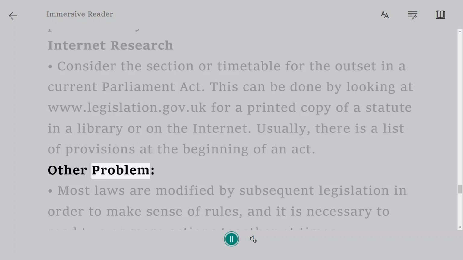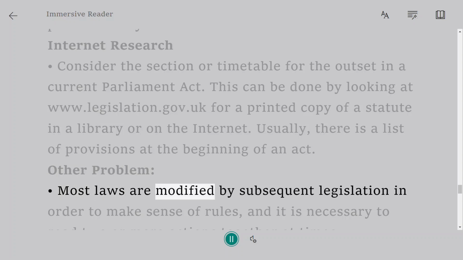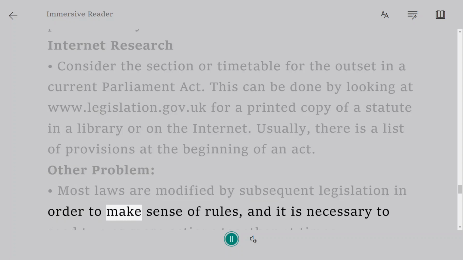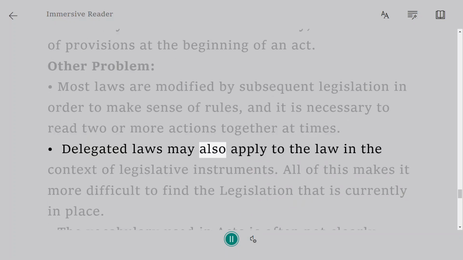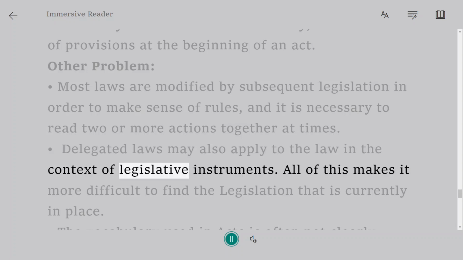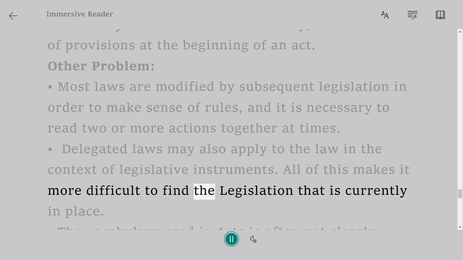Other problem. Most laws are modified by subsequent legislation, and in order to make sense of the rules, it is necessary to read 2 or more acts together at times. Delegated laws may also apply to the law in the context of legislative instruments. All of this makes it more difficult to find the legislation that is currently in place.